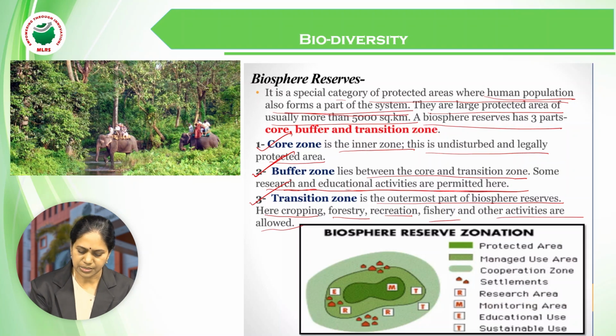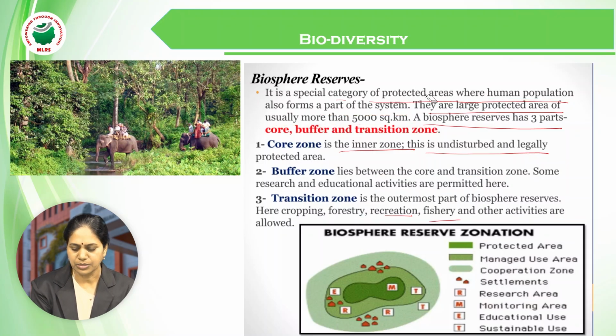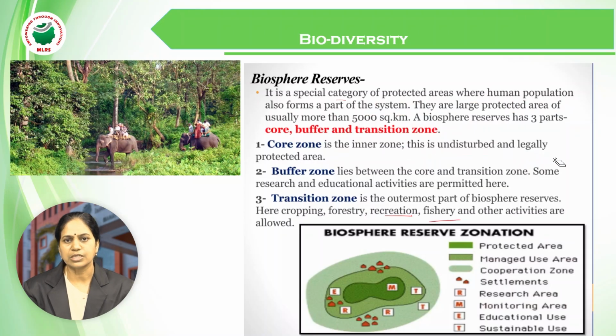So a biosphere reserve is a highly protected place, or you can say a big forest spread over several acres of land, which has been divided into three parts. The innermost layer we call the core zone, and the buffer zone lies between the core and the transition zone. The outermost layer we call the transition zone.